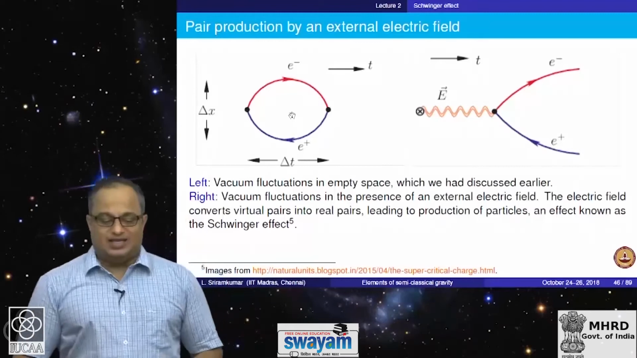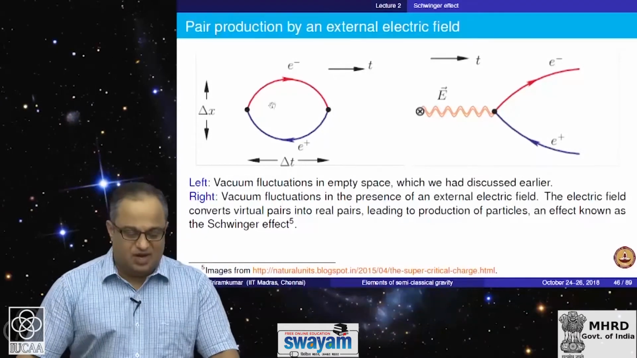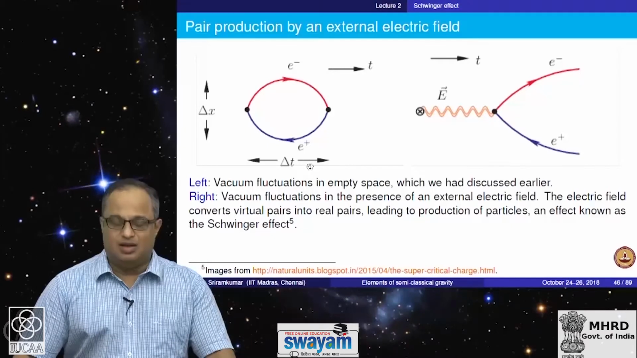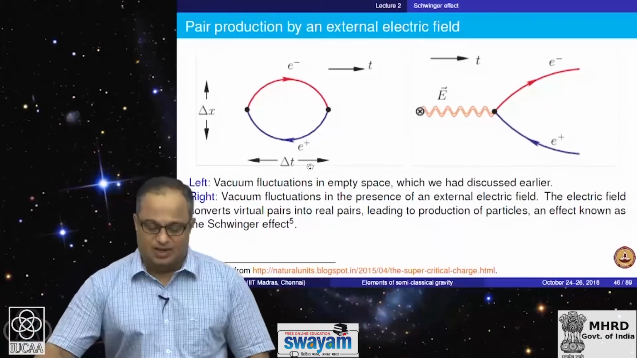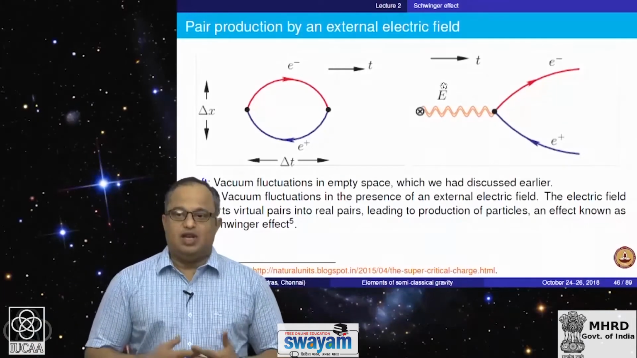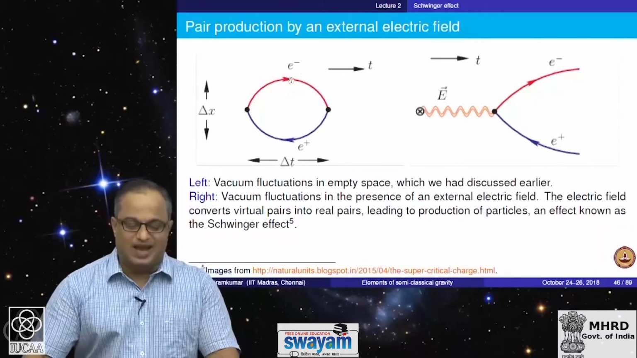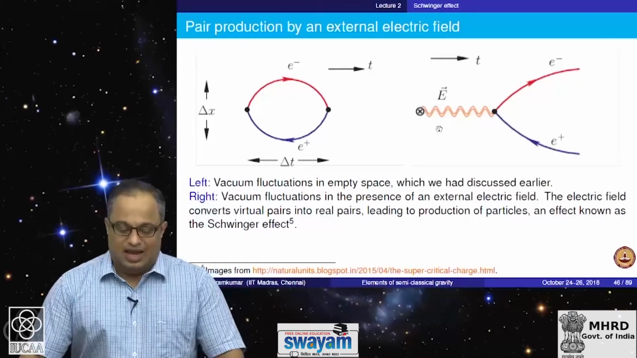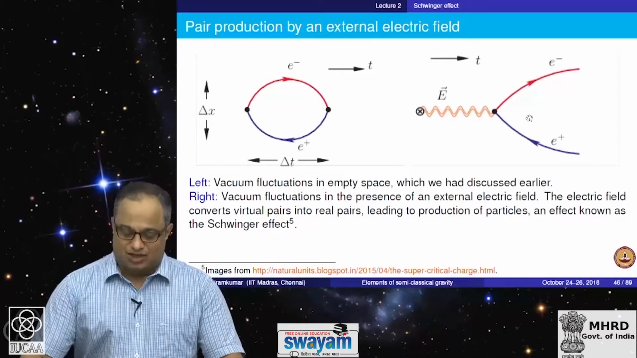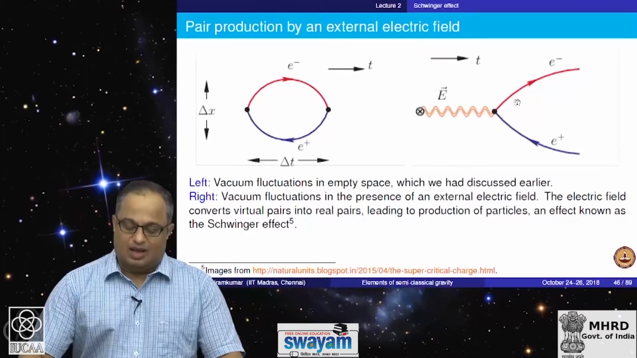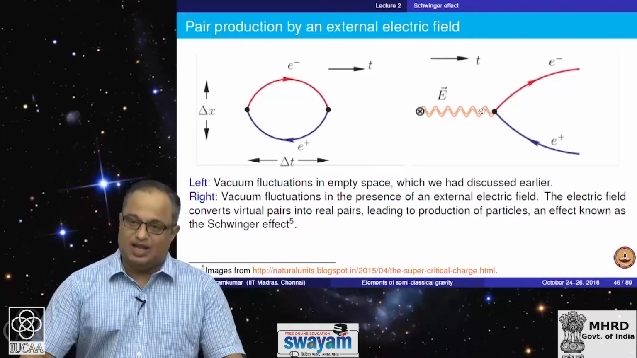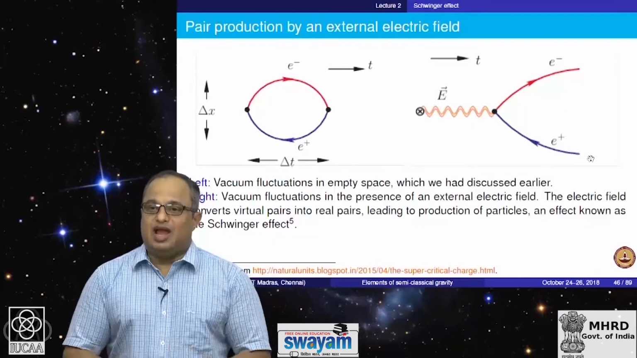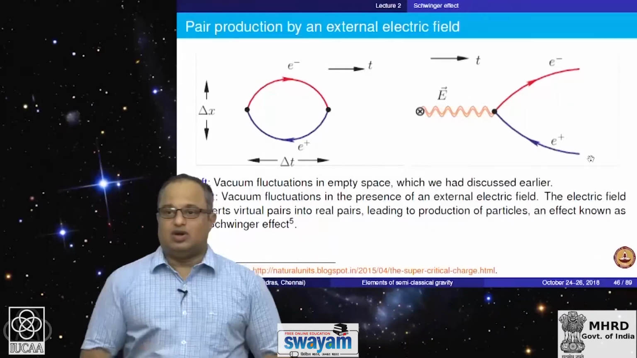But what happens the moment I place an electric field? The only difference between the figure here and the earlier figure was that in the earlier figure, time was along the vertical direction, and space was along the horizontal direction. This has been inverted here. Now, what happens when you turn on an electric field? The electron positron pairs may not come back and annihilate each other. If the electric field is in this direction, okay, it can pull the electrons and push the positrons, and they can actually lead to the creation of real electron positron pairs. This is what we want to understand.